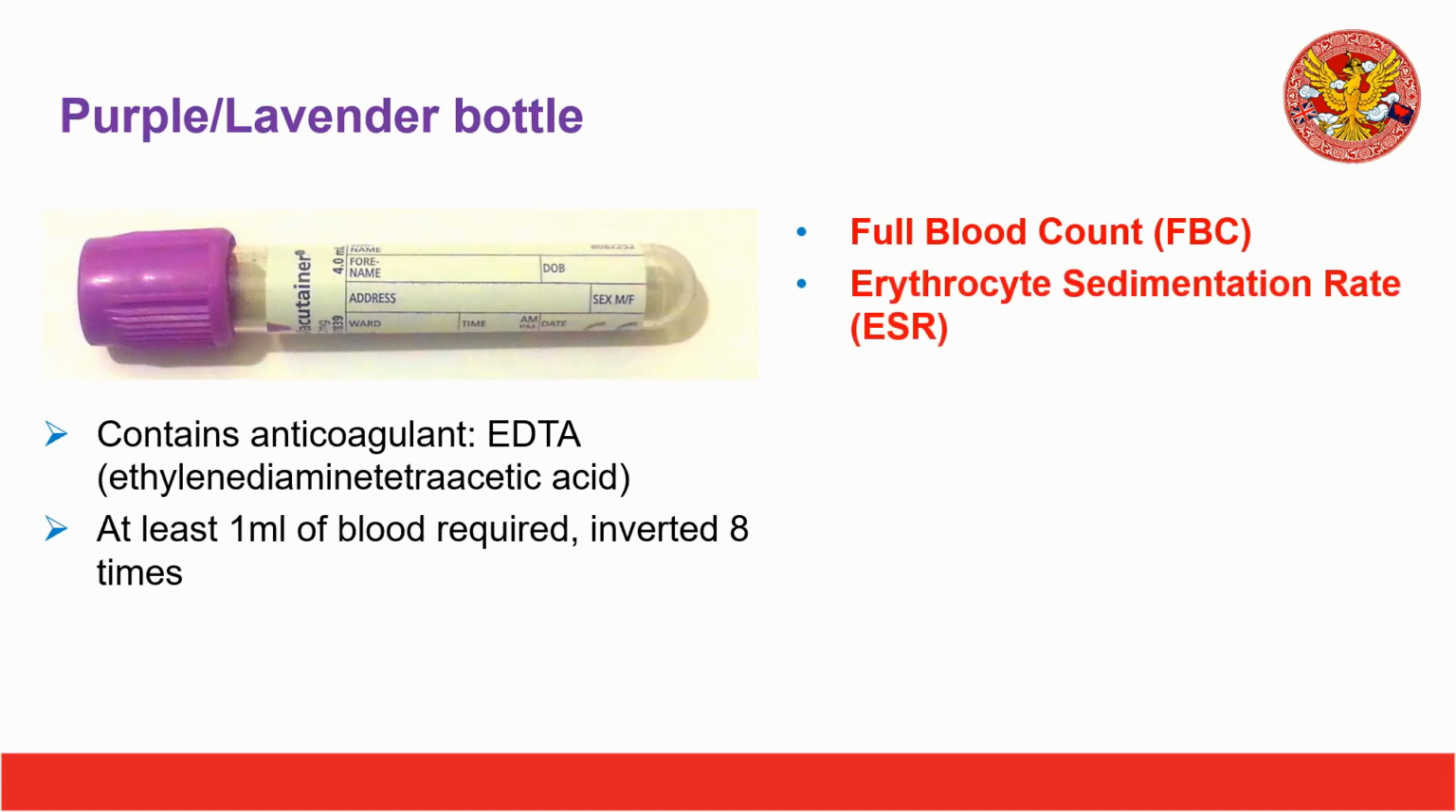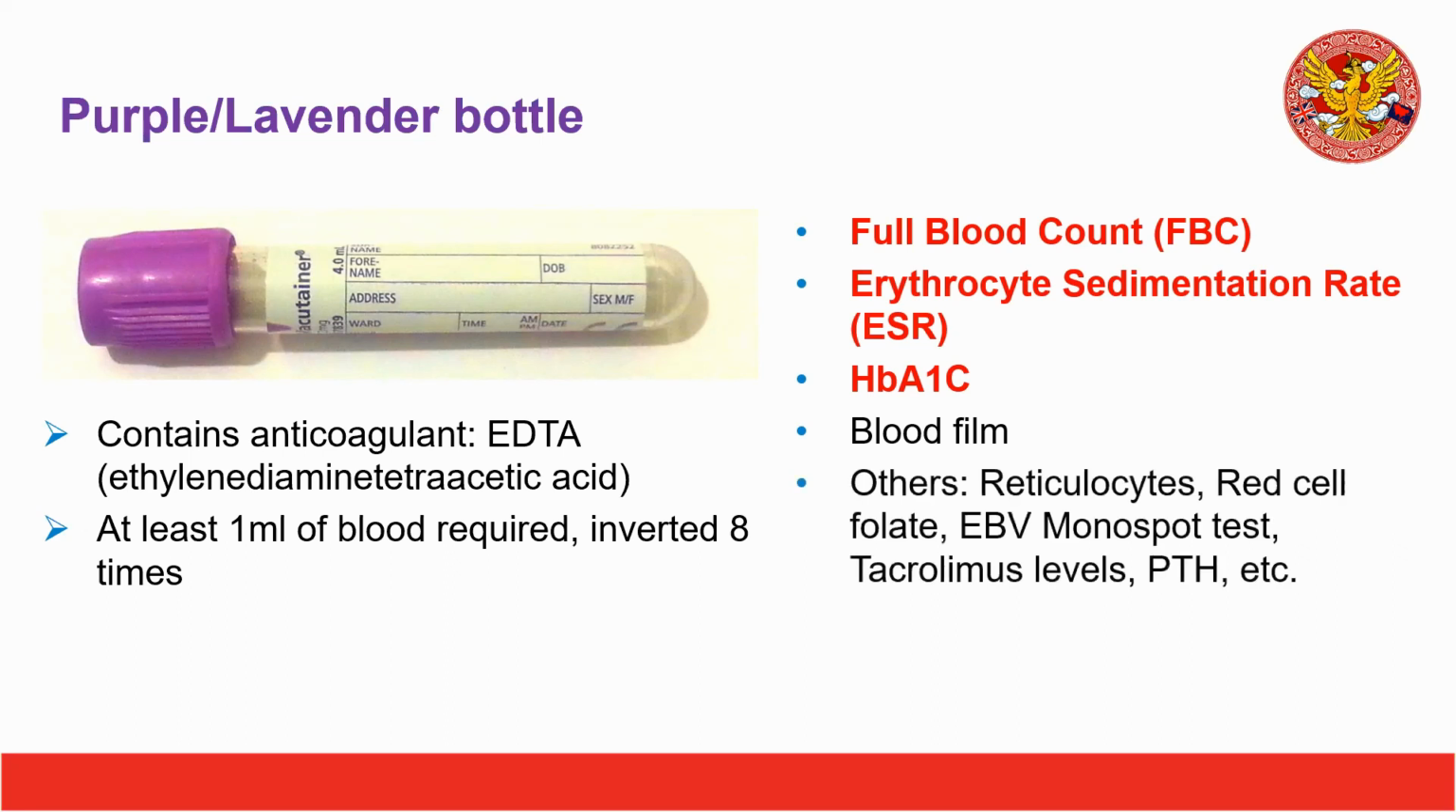And then you also look at your erythrocyte sedimentation rate, your HbA1c levels. If you want to conduct a blood film as well, you take blood in these bottles. And finally, a lot of other small and more specific tests, such as if you're looking for reticulocytes, your red cell folate, your monospot test, or your tacrolimus levels, which is an immunosuppressant drug.